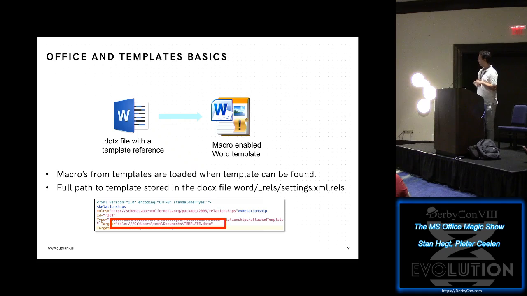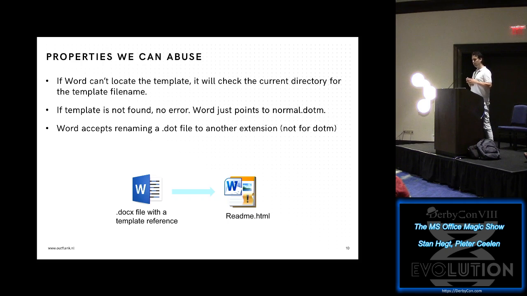And there is a full path, just somewhere in the XML of a docx file, in the Word Rels settings XML. It's just a full path of this template file. So this is the basics. But there are some properties of these templates that we can build upon. If Word can't locate the template, it will start looking for the template, just the last part of the file name, in the current directory. And if the template is not found, there is no error. Word just points to normal in the GUI, and the document itself is just rendered with a normal.dot file.